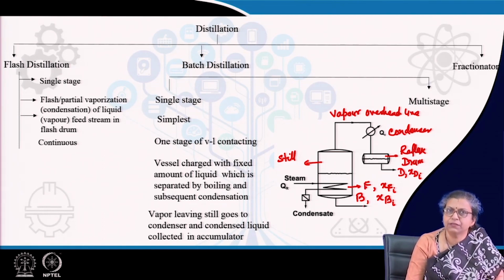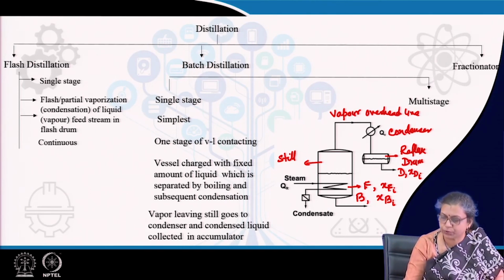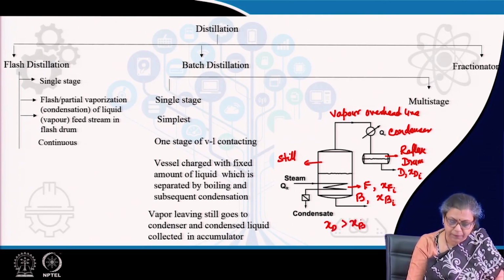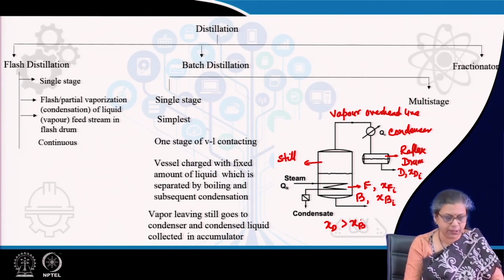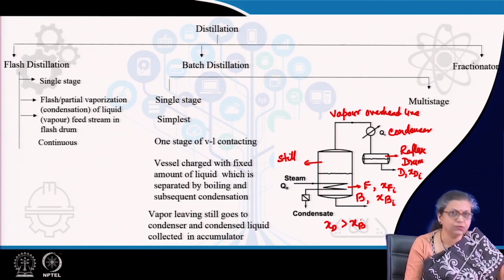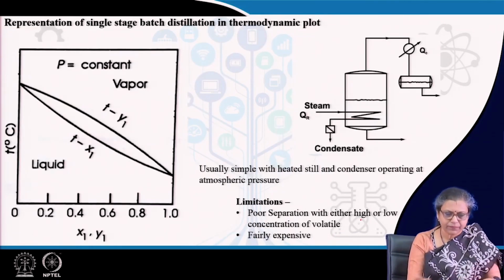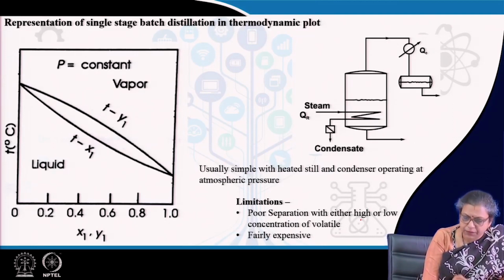Now, for a binary mixture, as I have told you, the compositions refer to the more volatile component. So naturally Xd is greater than Xb, and in this way we attain the separation. This is the simplest, as I have told you, a single stage vapor liquid contacting. In order to understand this better, I wanted to show you the process on a thermodynamic plot.